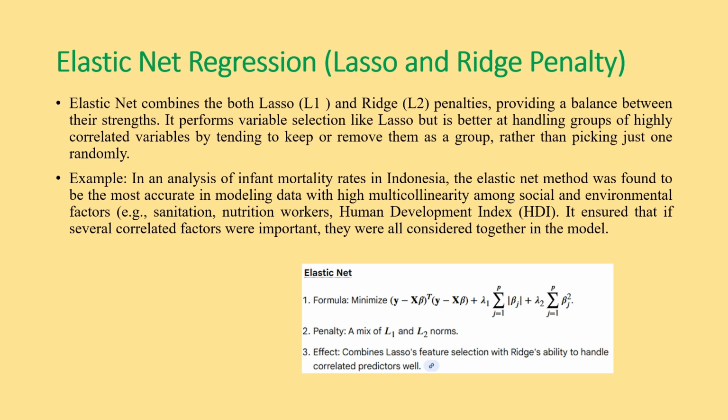For example, in an analysis of infant mortality rates in Indonesia, the elastic net method was found to be the most accurate in modeling data with high multicollinearity among social and environmental factors: sanitation, nutrition workers, human development index. It ensured that if several correlated factors were important, they were all considered together in the model.